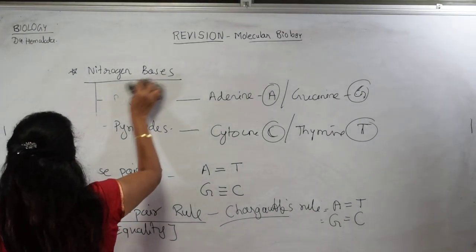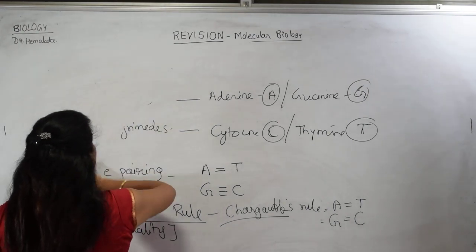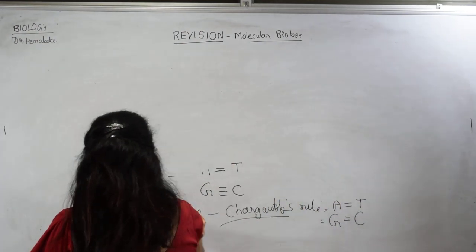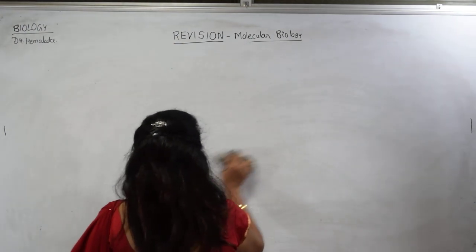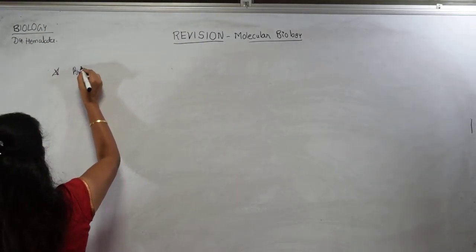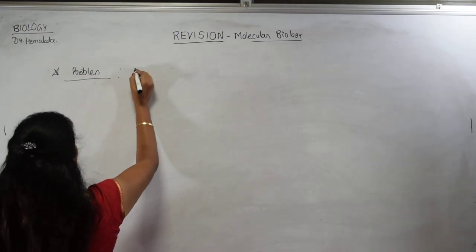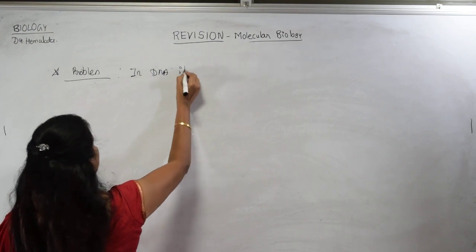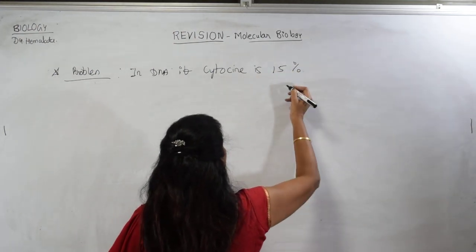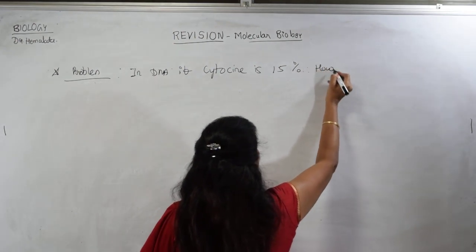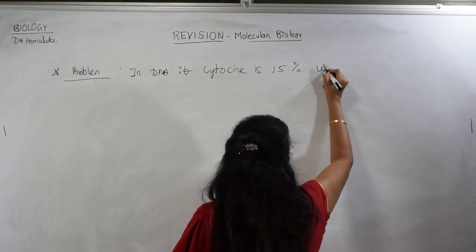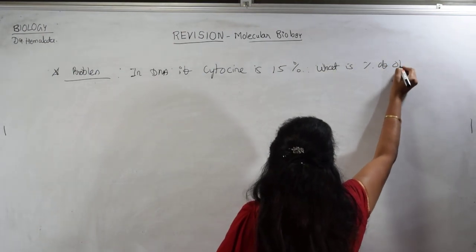Now I'll give you one problem regarding the nitrogen base pair rule. About the base pair rule, some questions will be asked in NEET, right? I'll just write the question. Then you will have to solve this. I'll give you clues for that. Okay? Now, the example, I'll give you one problem on this base pair rule. In DNA, if cytosine is around 15%, what is the percentage of the other nitrogen bases?